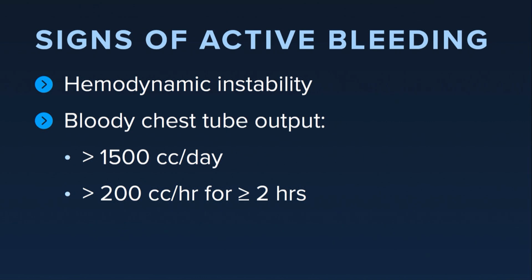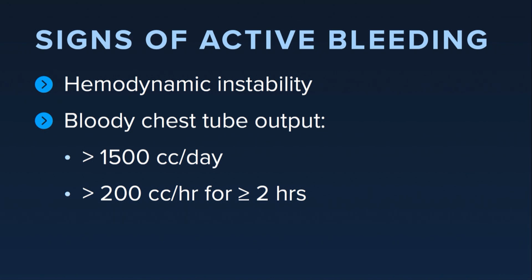post-thoracic surgery. Well, what are some signs of active bleeding? Well, hemodynamic instability. So the patient's not doing well, their crit is dropping, their pressure's dropping. Bloody chest tube output is a common indicator. Now, it's not uncommon to have some blood in the chest tube after surgery, but it's usually not going to be prolific. So more than 1,500 cc's a day, you can imagine, is going to be a concerning sign.